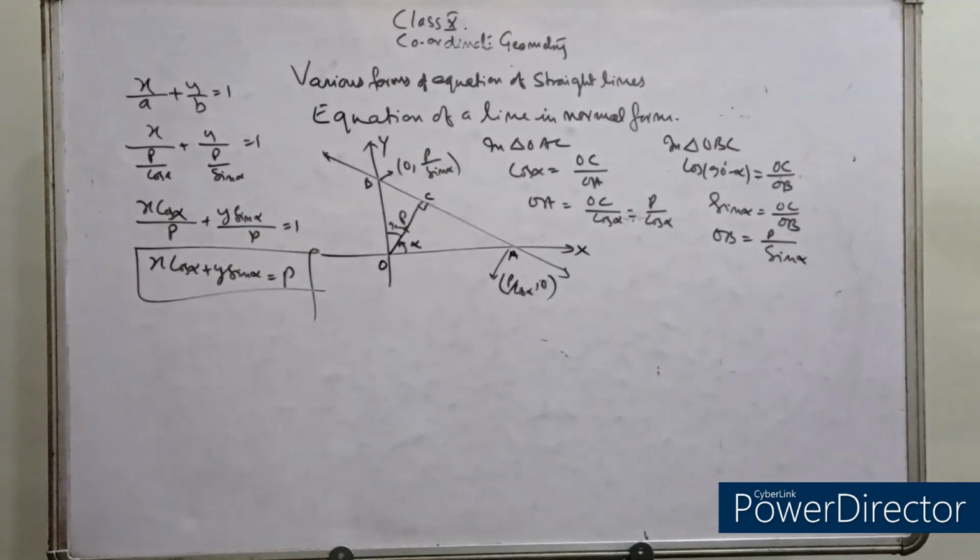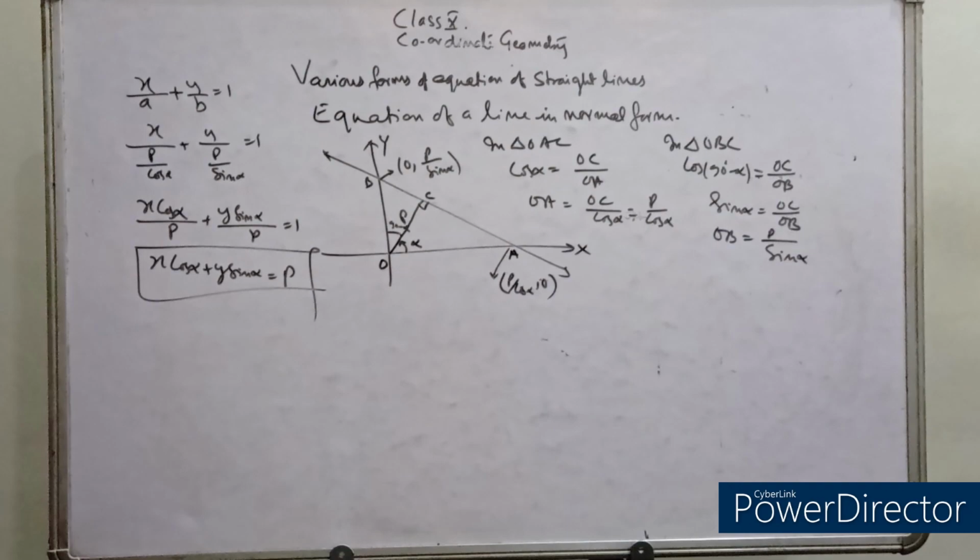So normal form. So this is all about the various forms of the equations of the line and how you are going to derive it.